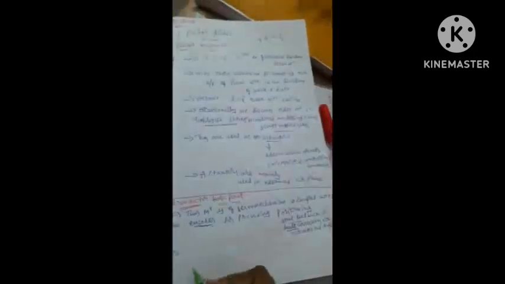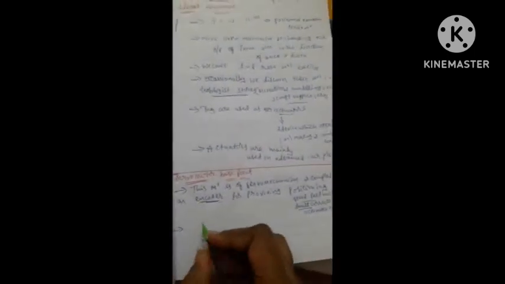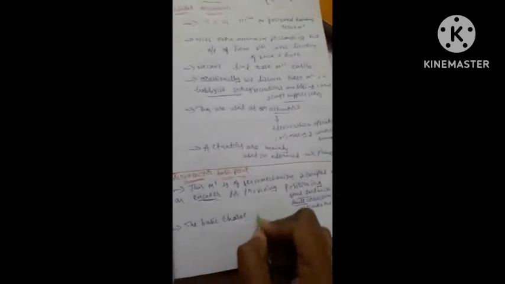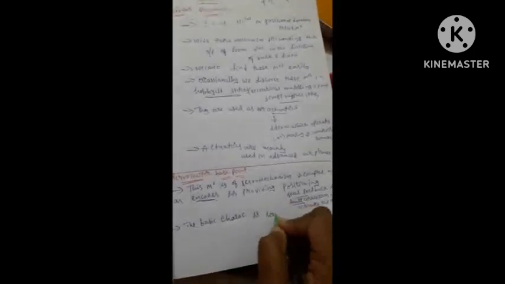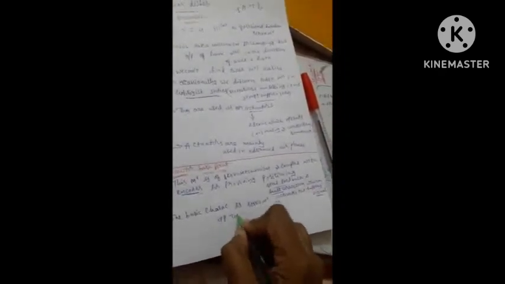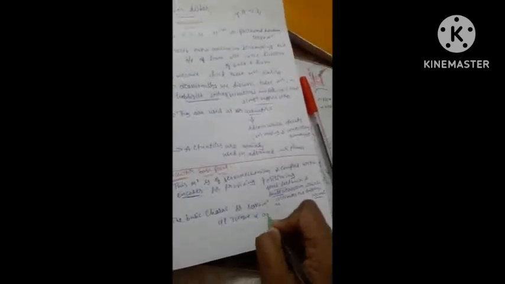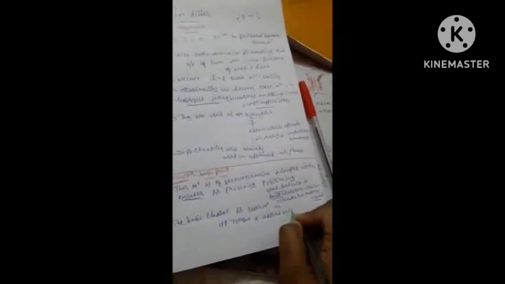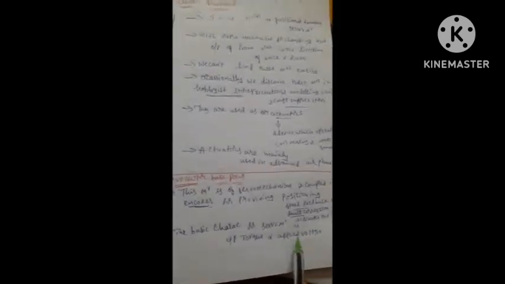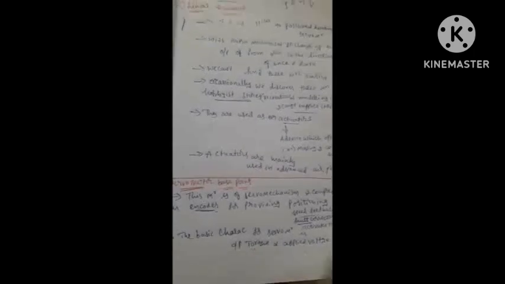So in servo motors, the basic characteristic is that output torque is directly proportional to applied voltage. If applied voltage is low, then the output torque is also low. If applied voltage is high, then the output torque is also high.